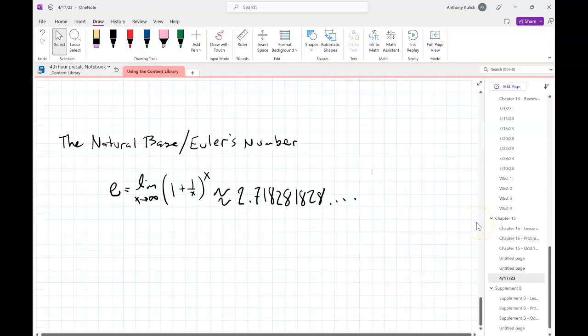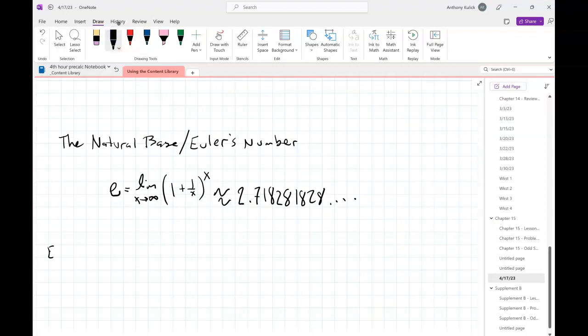So with this new number e, we can update our exponential function definition. We can say it's a times b to the x, or we could write it as a times e to the kx.